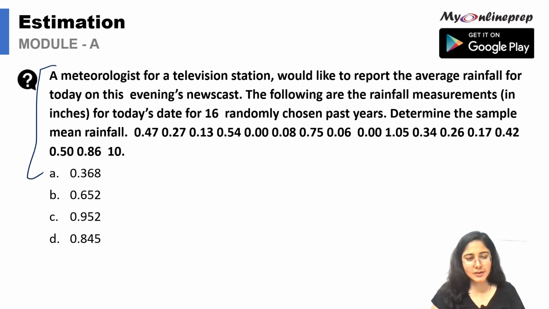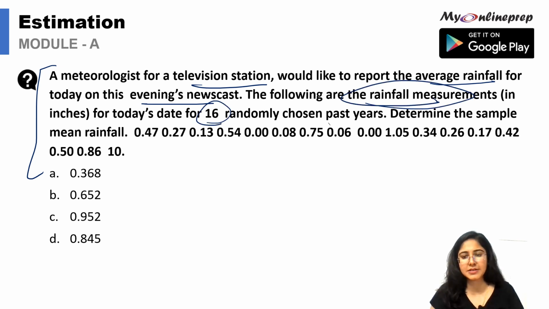A meteorologist for a television station would like to report the average rainfall for today's evening newscast, and we have rainfall measurements for today for the 16 randomly chosen past years. We have been given various samples, so we have to find the mean rainfall. The formula would be the same, summation x upon n.